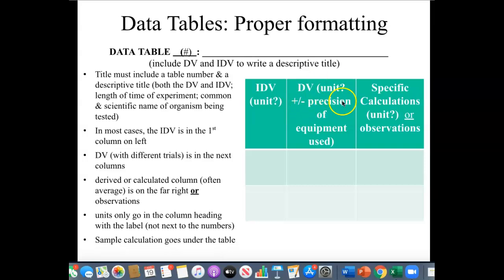And then, again, I would replace these words with the actual dependent variable of the experiment. So plant height, and then in centimeters. If I used a ruler to measure, I'd have precision that I'd add here. So plus or minus 0.5 millimeters or something like that. And then again, same thing for this column.